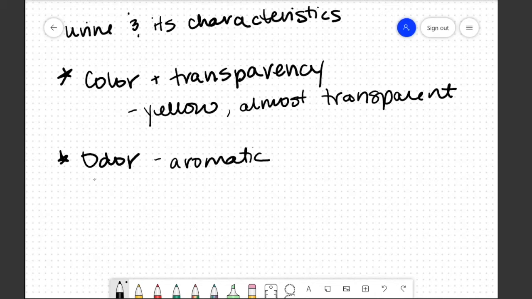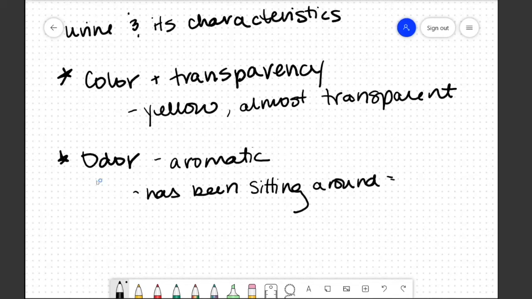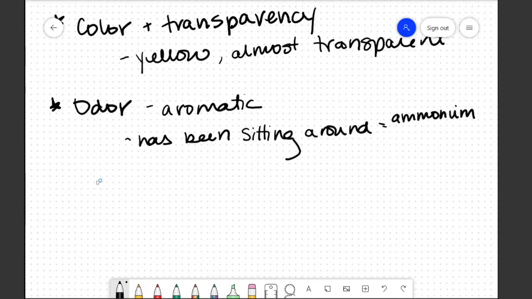The odor of fresh urine would be aromatic. What happens when it has been sitting around and you get that stale odor smell is actually going to be more of an ammonium smell. And that is what most of us identify as the urine smell, that ammonium. But that's not the fresh odor. Fresh urine should have a little bit more of an aromatic type smell, whereas ammonium will be the stale urine smell.